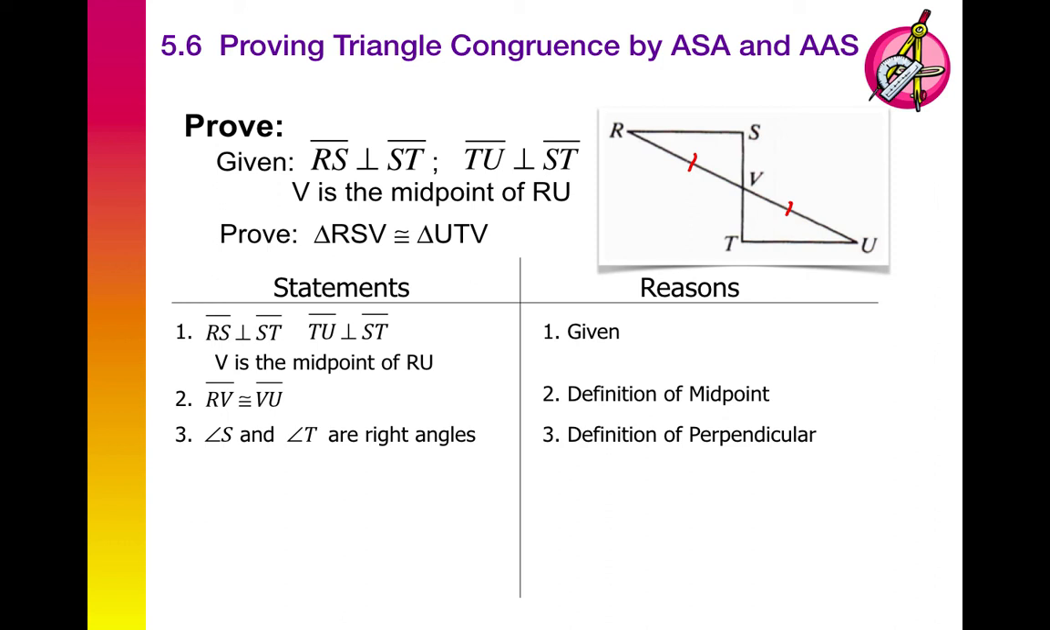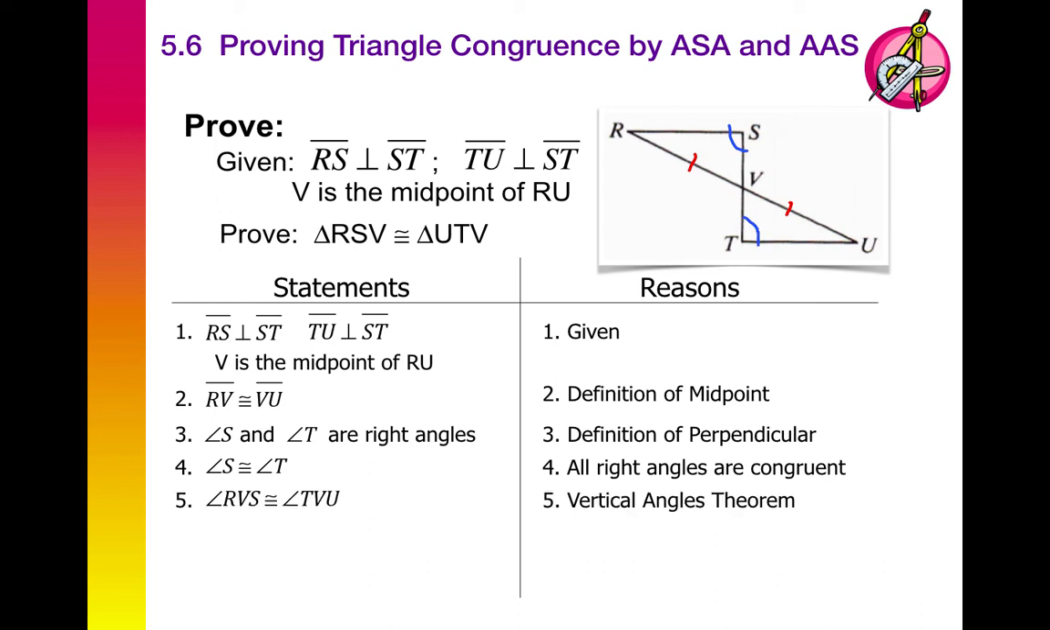Angle S and angle T are right angles by the definition of what we have for perpendicular. And we know that all right angles are congruent, so we can say that S and T are congruent angles. So we can say that this is congruent to this. And then we also know, because of vertical angles, that we have two angles here. This angle and this angle are congruent. So now I have the situation of angle, angle, side, and that will show that the two triangles are congruent.